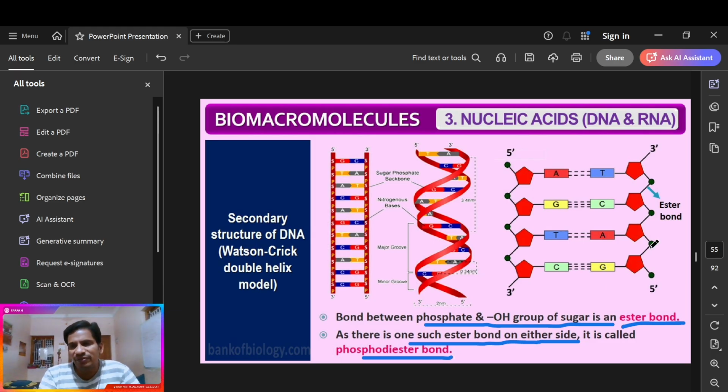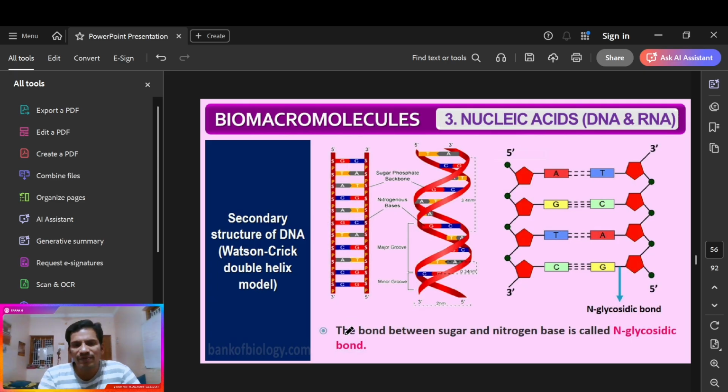The bond between the sugar and nitrogen base is called the N-glycosidic bond. See, this is the sugar and this one is the nitrogen base. The bond between them is the N-glycosidic bond. The N-glycosidic bond is present between the sugar and nitrogen base, right? That's a very important one.